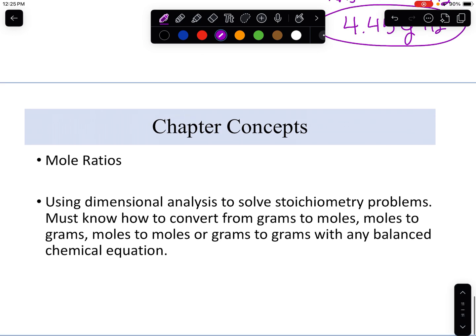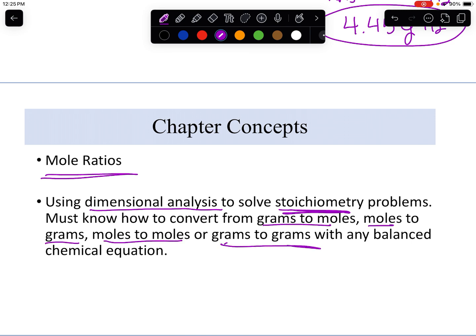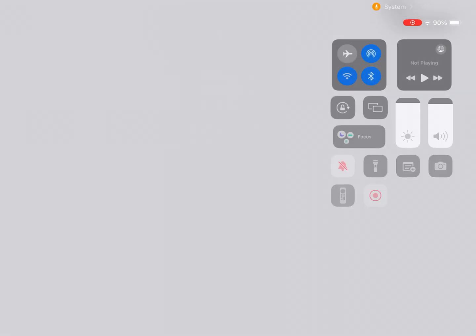Okay, so hopefully you tried that on your own. So just as a review, what we learned here, mole ratios, and also the big concept is how to use dimensional analysis to solve those fancy stoichiometry problems. You have to be able to go from grams to moles, moles to grams, moles to moles, and then also grams to grams, and that is probably the most difficult one.